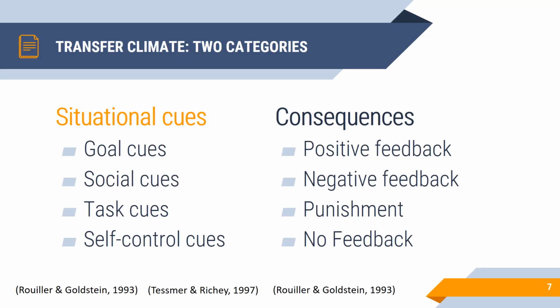The transfer climate can further be broken down into 8 dimensions. Under situational cues, you get goal cues, social cues, task cues, and self-control cues. Further, you get consequences like positive feedback, negative feedback, punishment, and no feedback. Let's look at each of them in more detail.